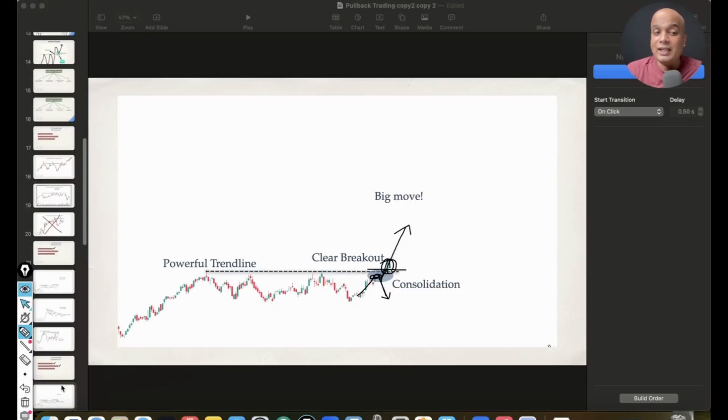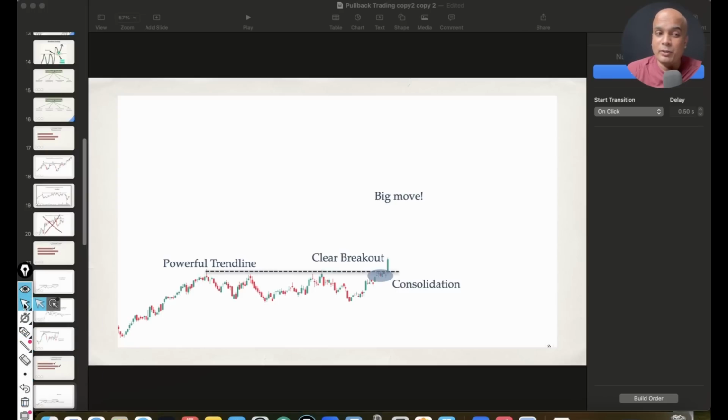So this is where the consolidation before the breakout is very, very important. If it consolidates for a longer time, it means there is a high possibility of a very big move. So this is what we need to remember.